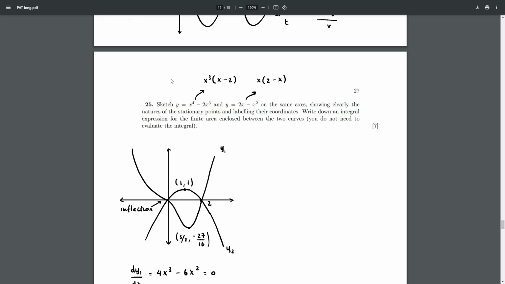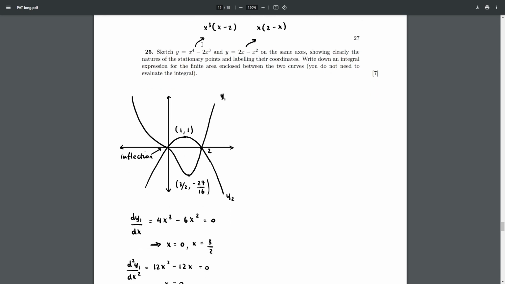So we're asked to sketch y equals x to the 4 minus 2x cubed, which we can factorize as this, and y equals 2x minus x squared, which we know is just a quadratic. We can factor it like this on the same axes. And we want to show the nature of the stationary points, label their coordinates, and write down an integral expression for the finite area enclosed between the two curves. You do not need to evaluate the integral.